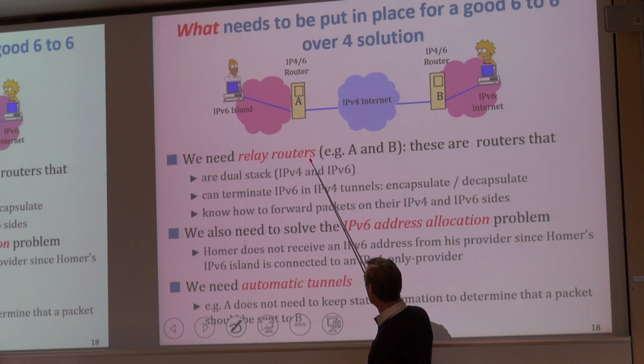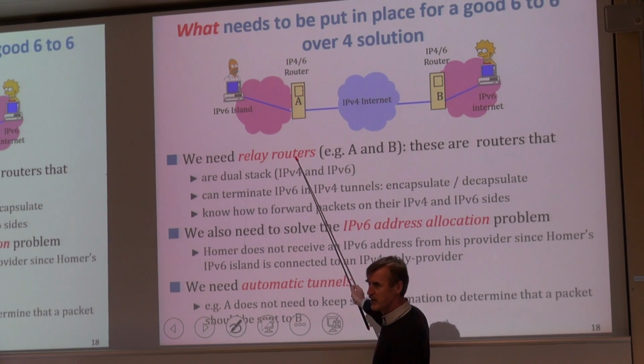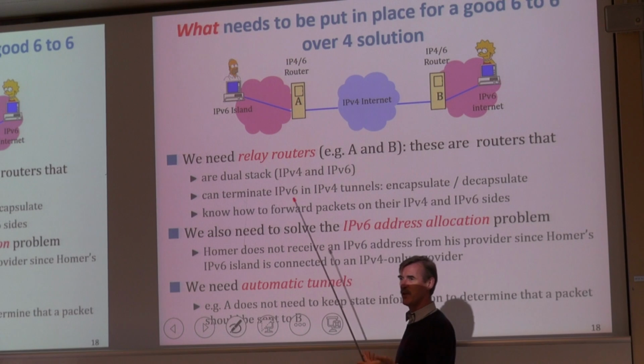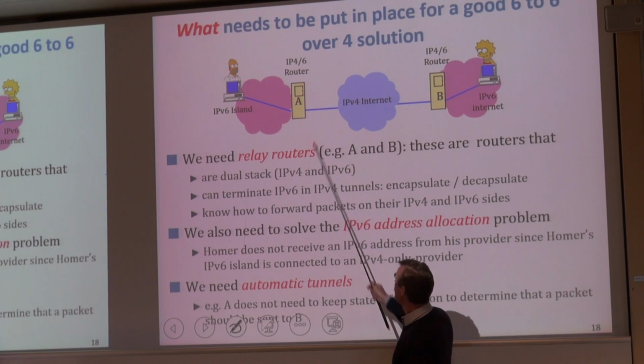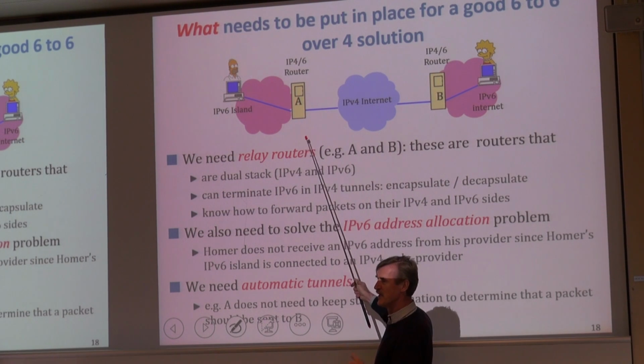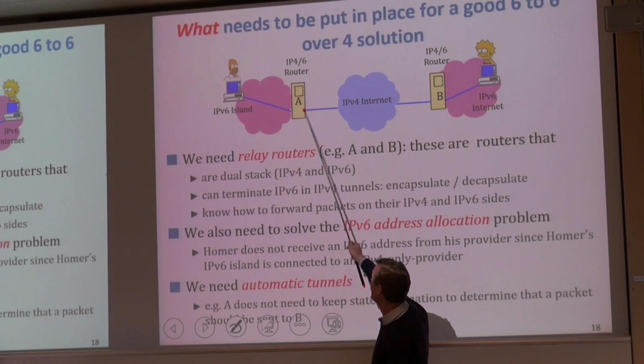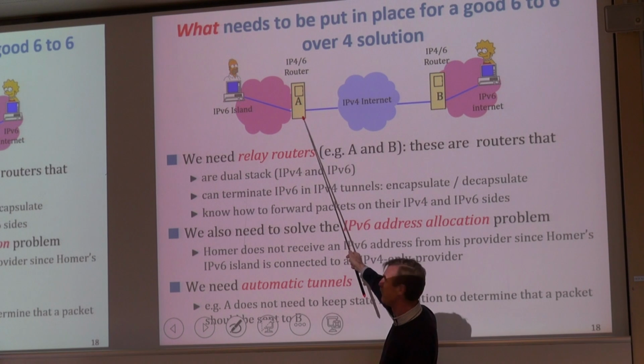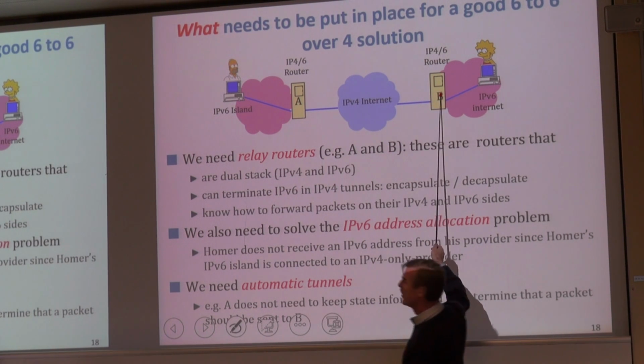So a relay router is a router, but it's not a router in the sense we've seen. It's not doing IPv6 to IPv6, but it does IPv6 to IPv4. In fact, it does encapsulation, so it will take an IPv6 packet, put it inside an IPv4 packet, and forward it to another relay router.